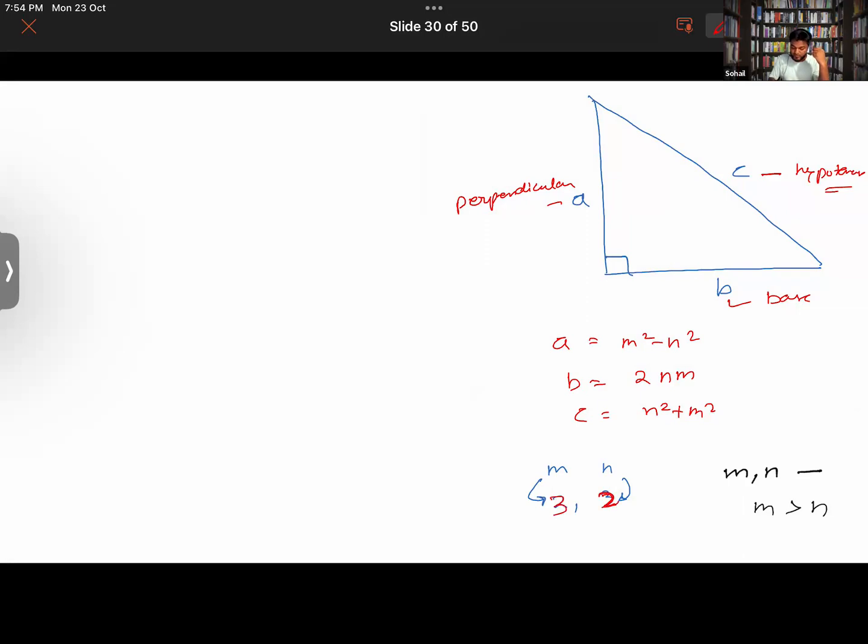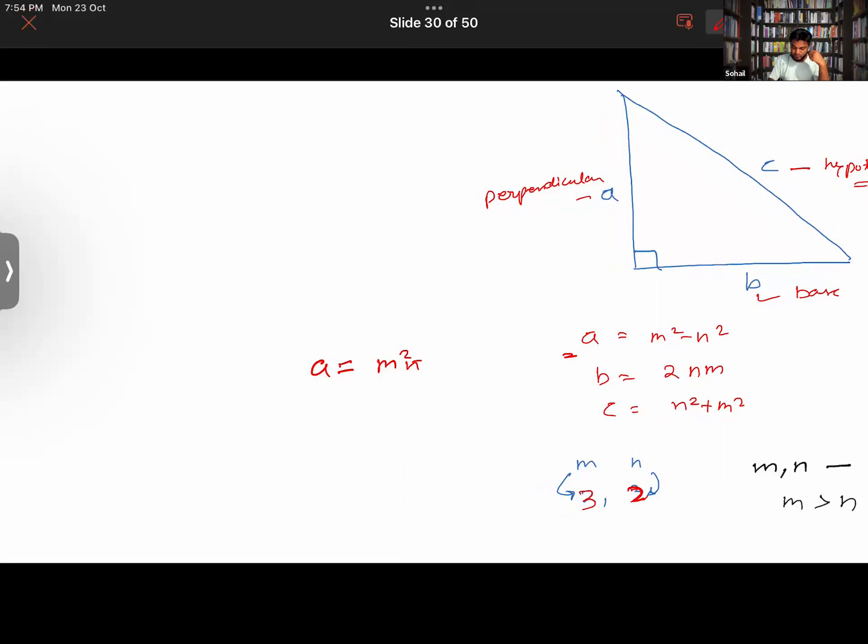So अगर हमें a की वैल्यू फाइंड करनी है, so it will be m square minus n square. That is 9 minus 4, that is 5 here. So a will be 5 here. अब हम c की बात करते हैं.